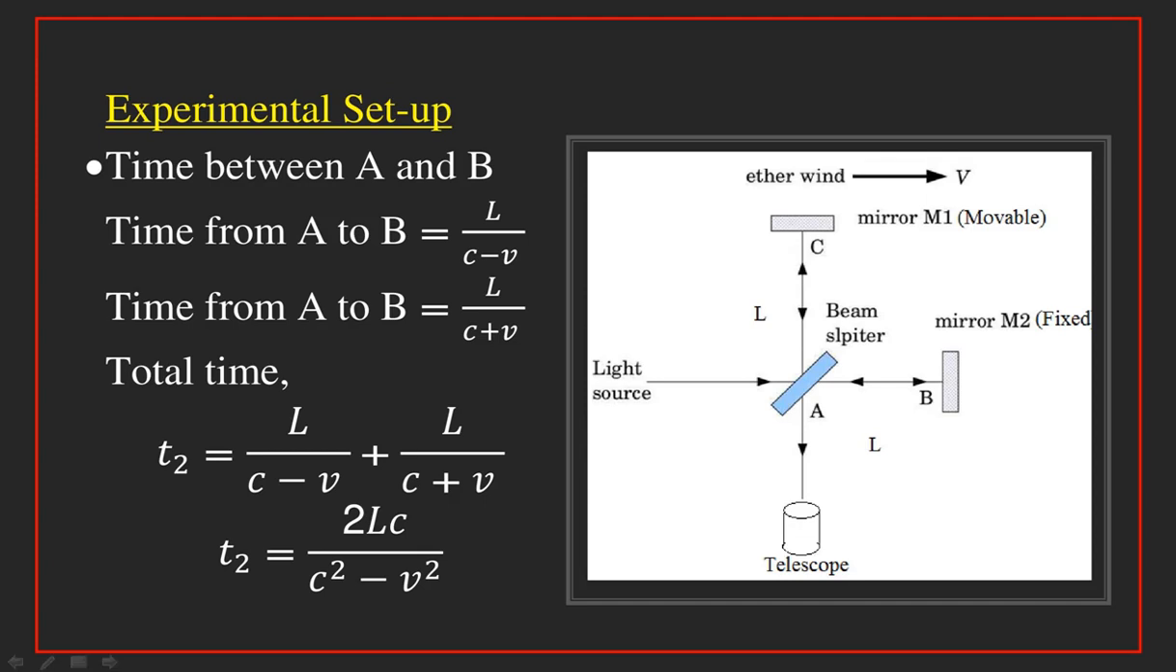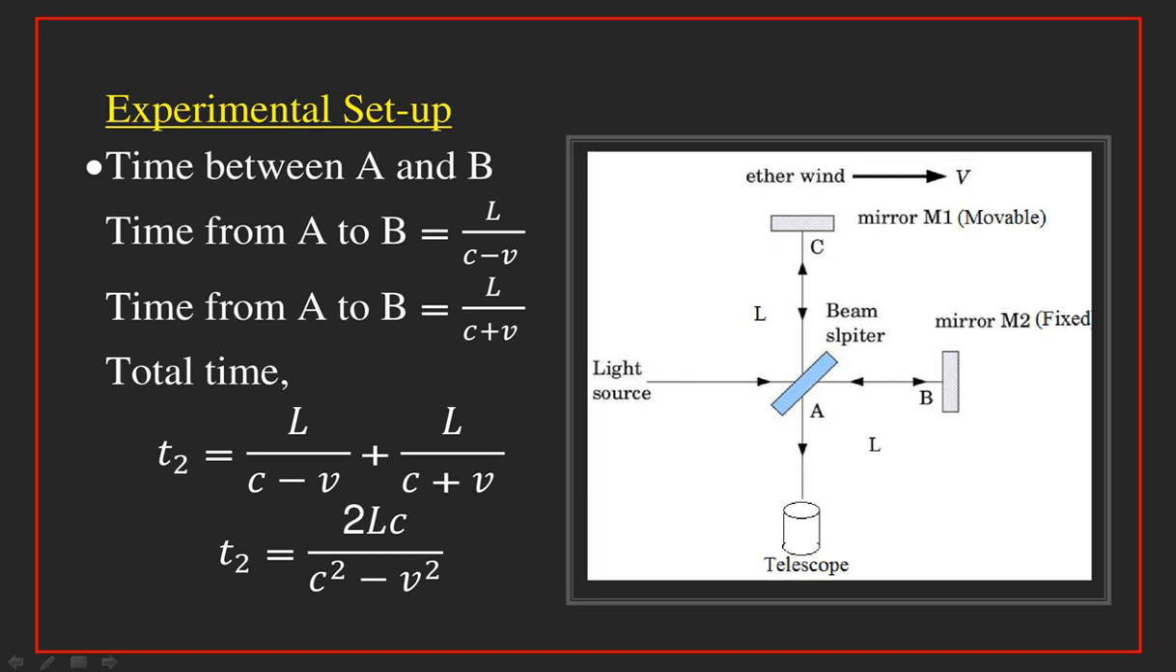In their experimental setup, there was a light source emitting monochromatic light waves. The light waves from that source are incident on a beam splitter, which is a half silvered glass plate. A beam splitter splits the light rays into two parts. One part goes in the perpendicular direction towards a movable plane mirror M1. The other part passes through the beam splitter and moves towards another, fixed mirror M2.